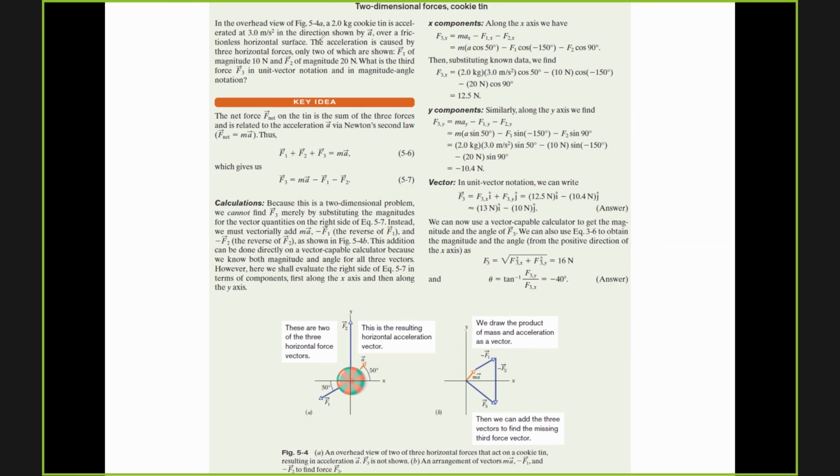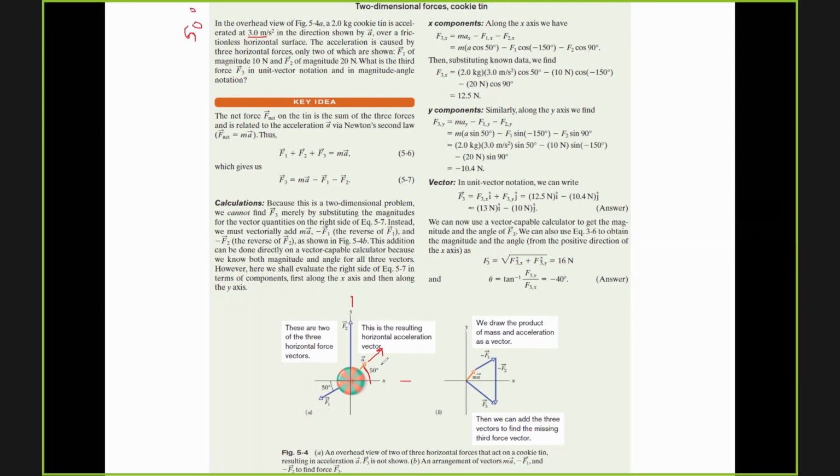In an overhead view, a 2 kilogram cookie can is accelerated at 3 meters per second squared in a direction over a frictionless horizontal surface. Look at the direction: the acceleration is at 50 degrees from the positive x, not on the x or the y. This is x and this is y, and the cookie can is accelerating at an angle of 50 degrees. So I can calculate the acceleration. It gave you the magnitude of the acceleration, which is 3, and the angle, which is 50 degrees relative to the positive x.